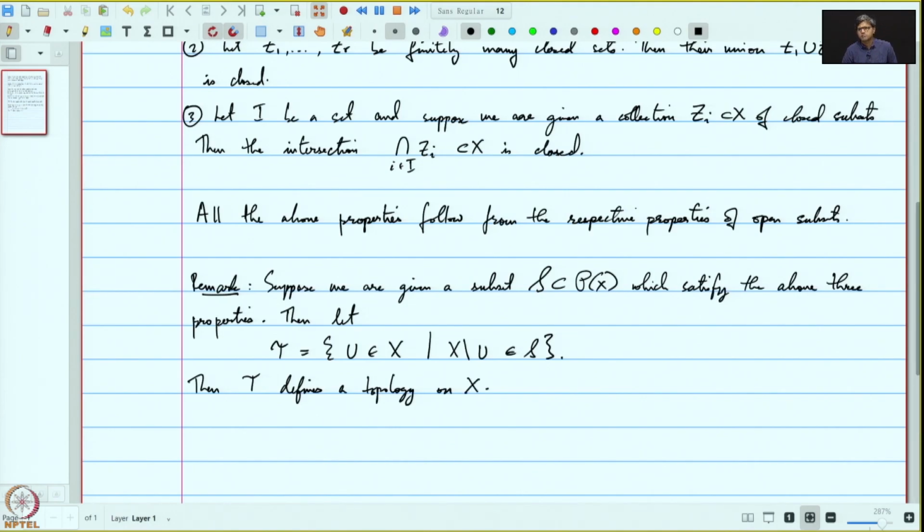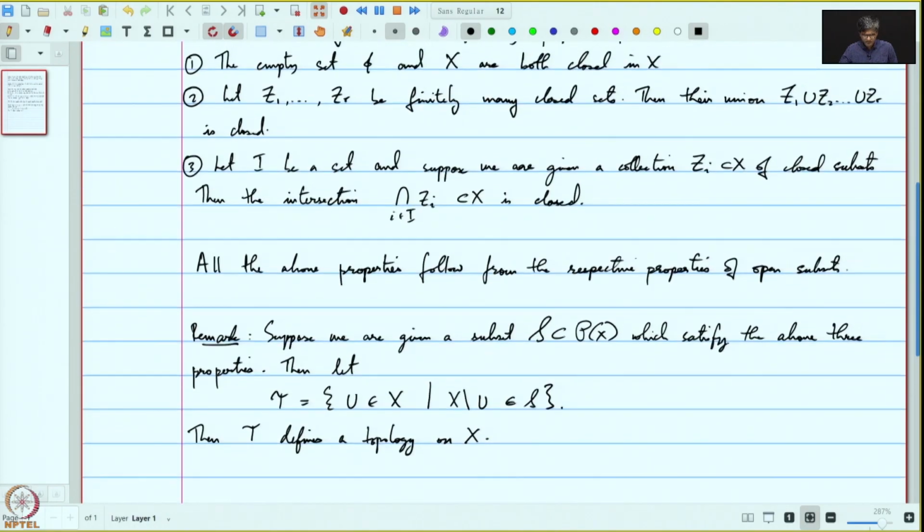So in other words, what this remark tells us is that to define a topology on X, it's enough to specify the collection of open subsets which should satisfy the three conditions which we saw in the first lecture, or we can specify a collection of subsets which satisfy these three conditions here, and that would specify a topology. Okay, so the proof of this remark is left as an exercise.